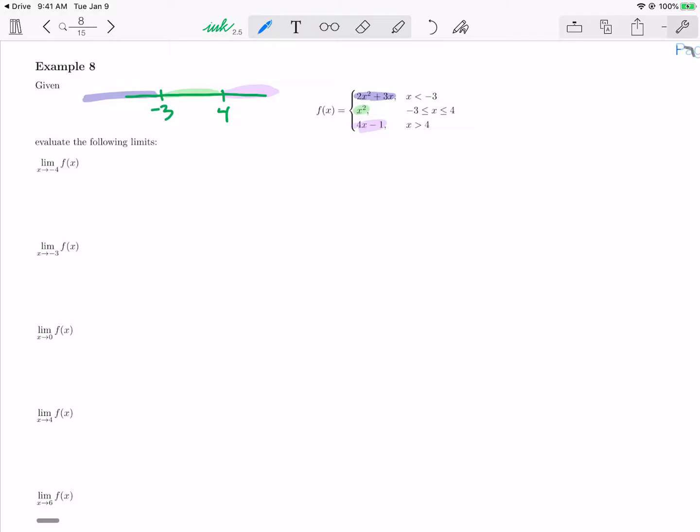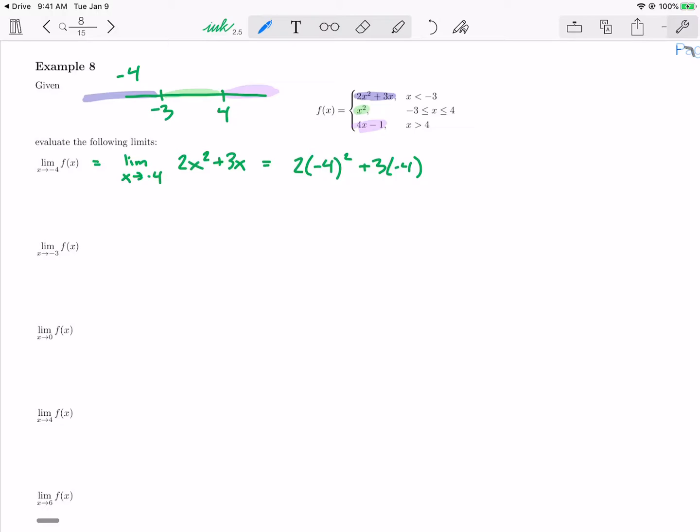And so the first one's asking the limit as x goes to negative 4. So negative 4 lives in this region. So I'm really doing the limit as x goes to negative 4, and I use that top piece, that 2x squared plus 3x. And I simply use direct substitution. So 2 times negative 4 squared plus 3 times negative 4. You can do that. The next one, it says x goes to negative 3.